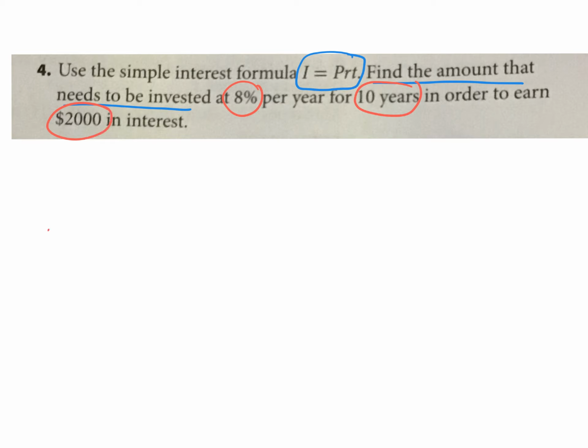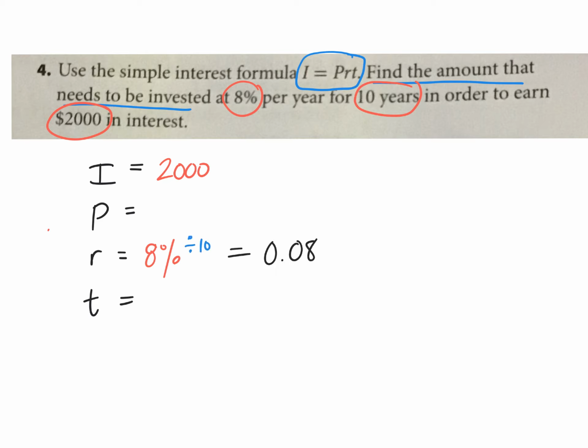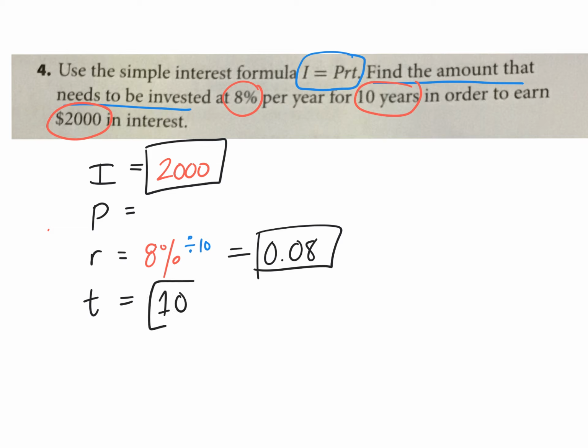I want you right now to write your 4 variables and fill in which information you're given and which one is the question mark. Which one do you need to find? So we know the interest earned. At the very end of it, he earned $2,000. What rate was the bank giving him? So what am I gonna do with this 8%? Divide by 100, so the rate is 0.08. That's my R. Do we know how many years it was in there for? 10 years, that's my T.